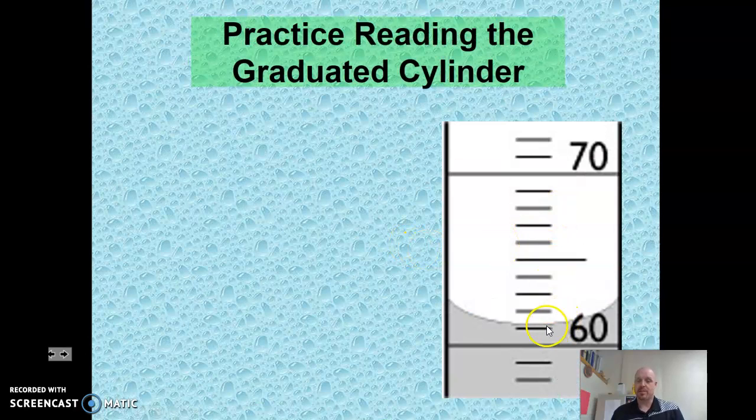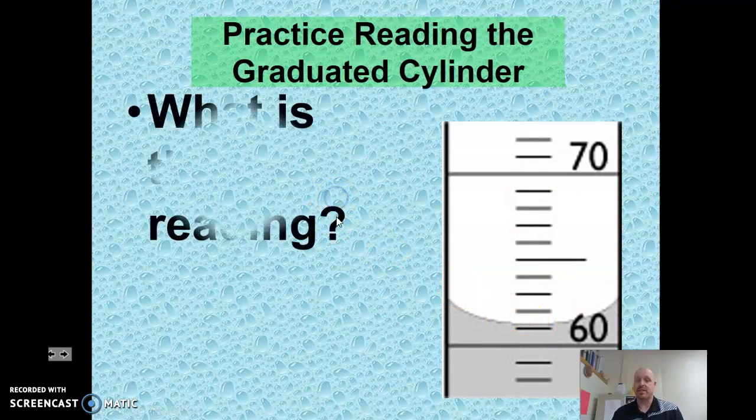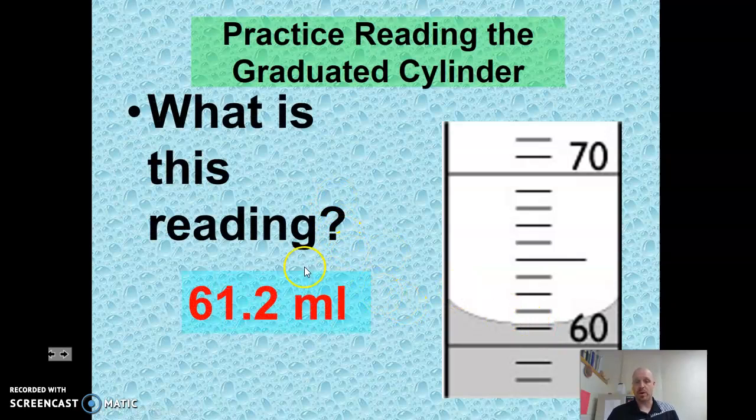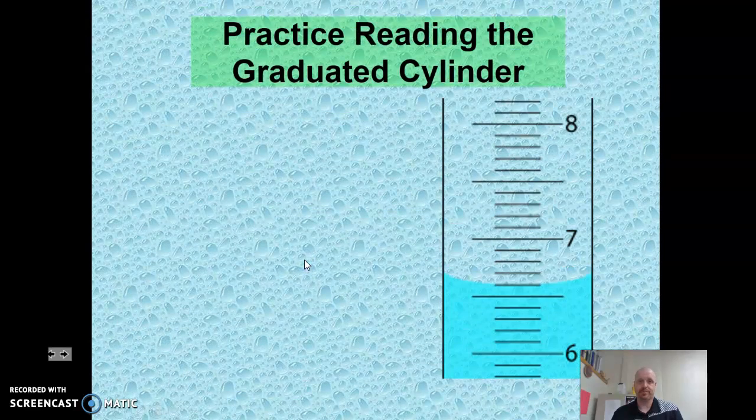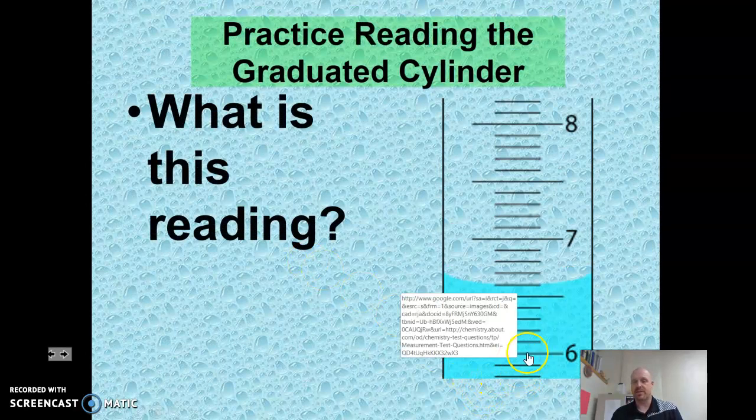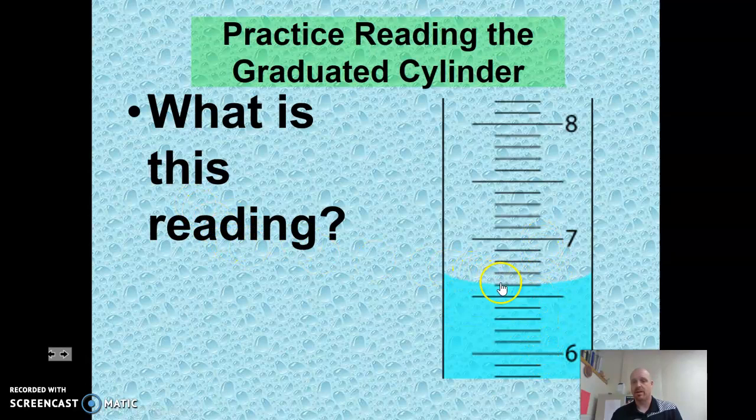And again, here it is. The bottom of the line is above the 61. So then you move that unit of estimation, and 61.2. Here again, we have 6 and 7. So 6, 1, 2, 3, 4, 5. Right above the 6 point. So we can go 6.60 milliliters.